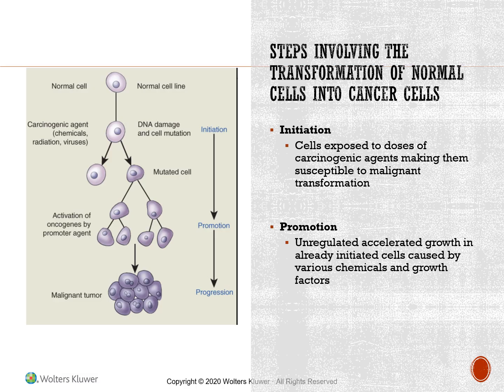The next step is what we call promotion. Promotion is unregulated, accelerated growth in an already initiated cell caused by various chemicals and growth factors. So again, now we've got that mutated cell. That mutation activates maybe some of those oncogenes that we talked about. And now that cell starts to have this rapid, unregulated growth. We call that promotion. So cells are growing, going through a lot of mitosis, and mutating as they do that.